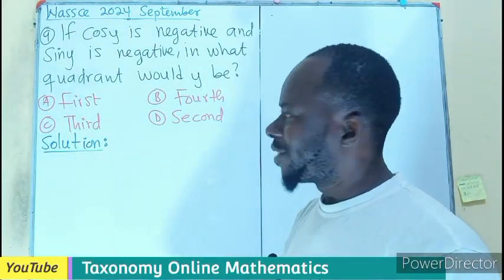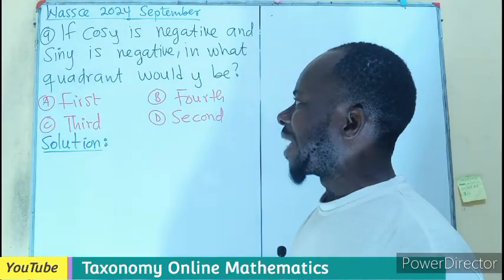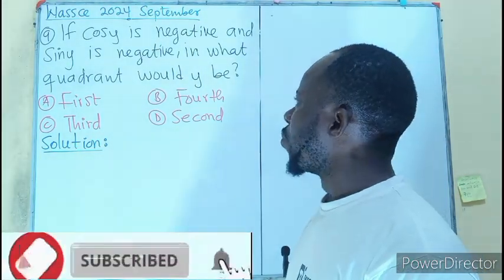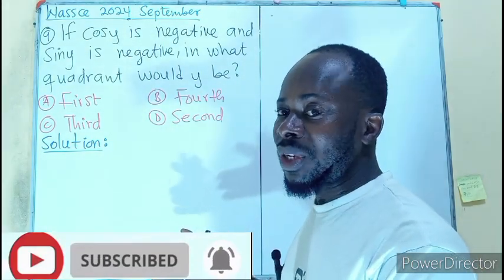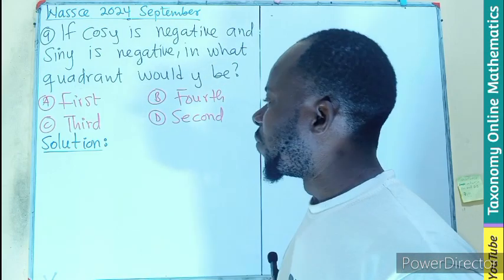Very quick one on this. If cos y is negative and sin y is also negative, in what quadrant will y be? This is a trigonometry question, and it came from WASSCE September 2024.